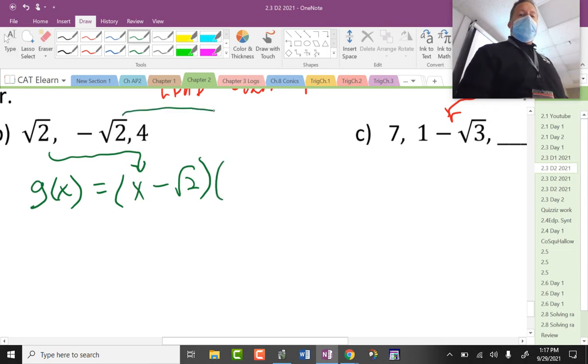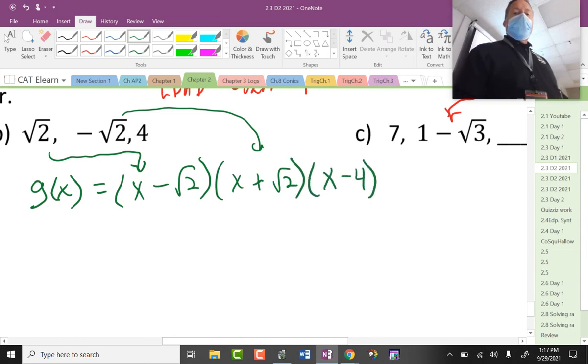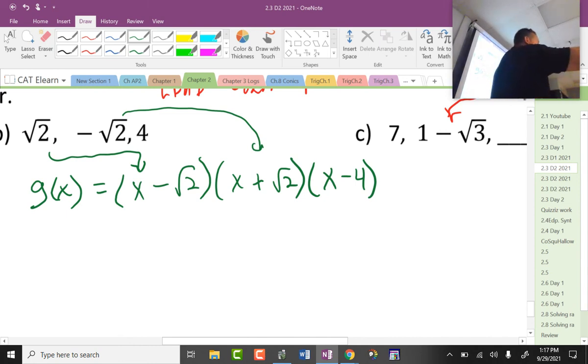And then if negative root 2 is a 0, then x, go ahead, tell me what sign I put. Minus or plus? Plus. Because if 4 is a 0, it's x minus 4 is a factor. So that's what they are as factors. The exact reverse of the beginning of our notes. You need to understand that.